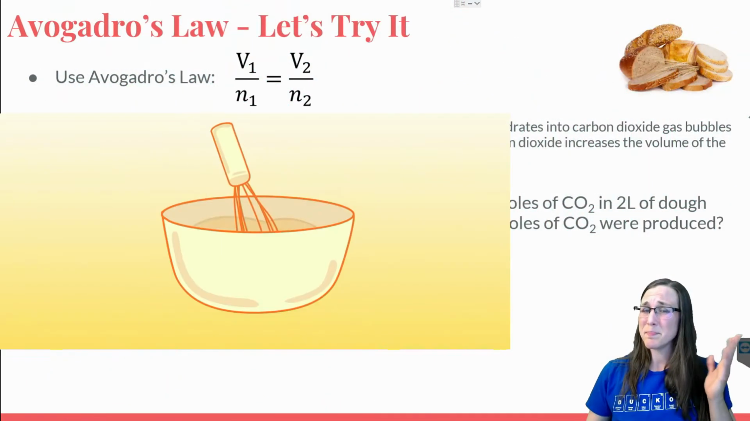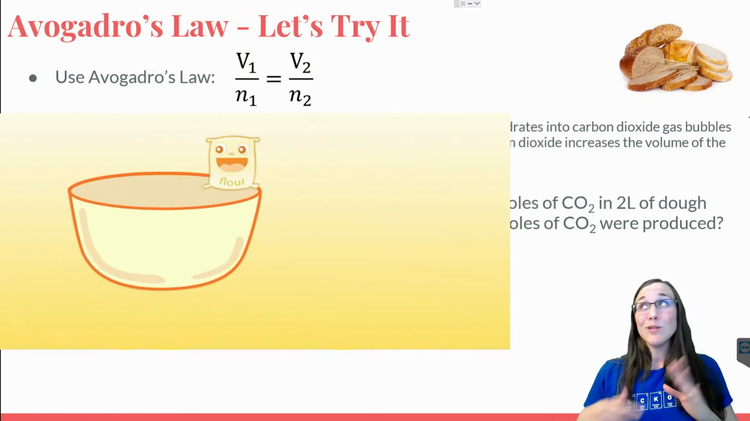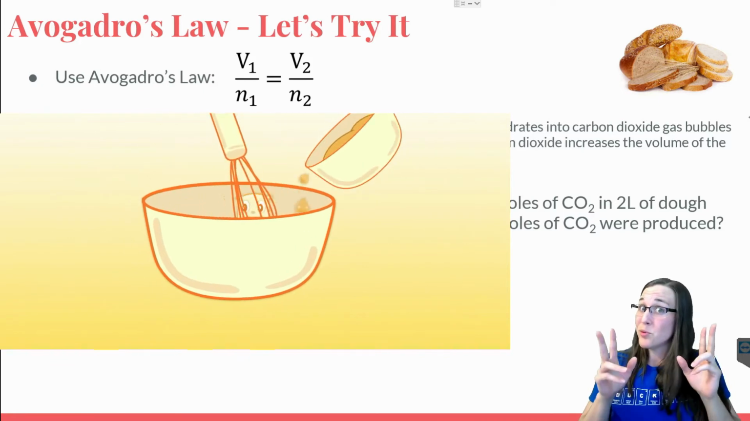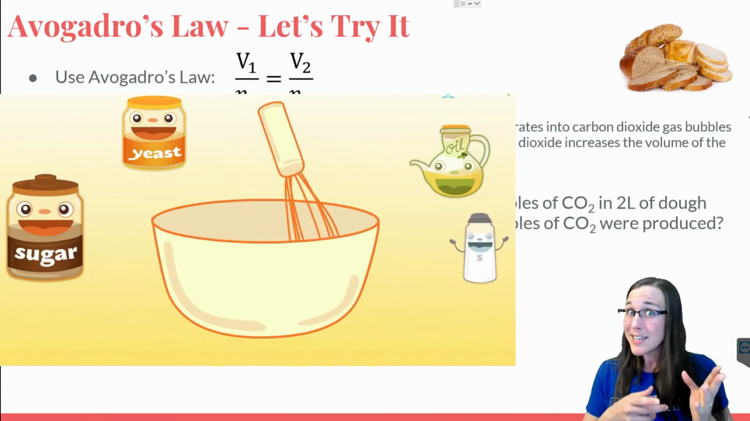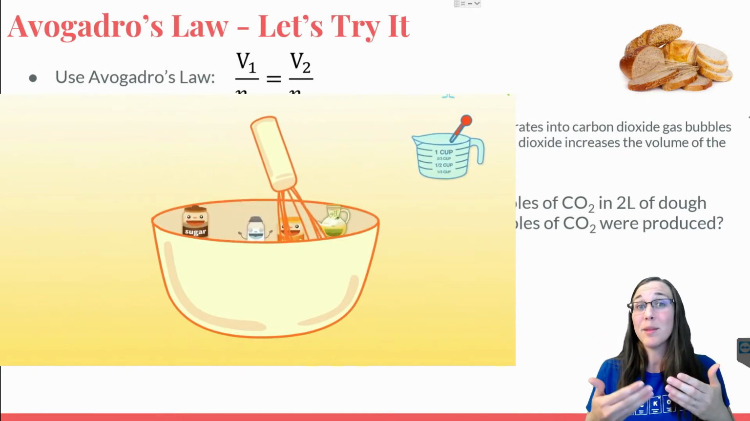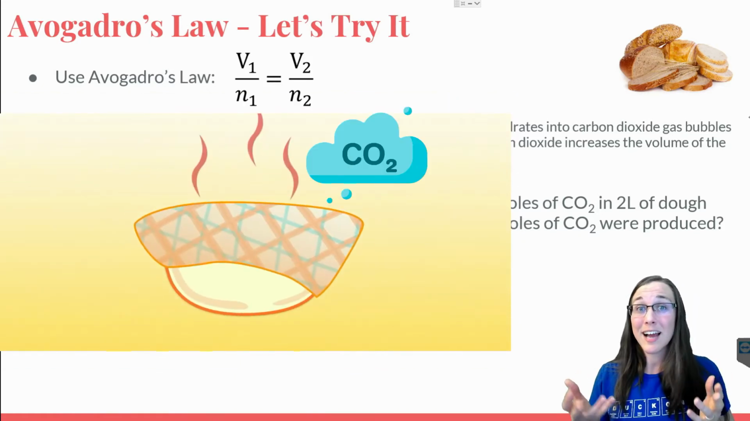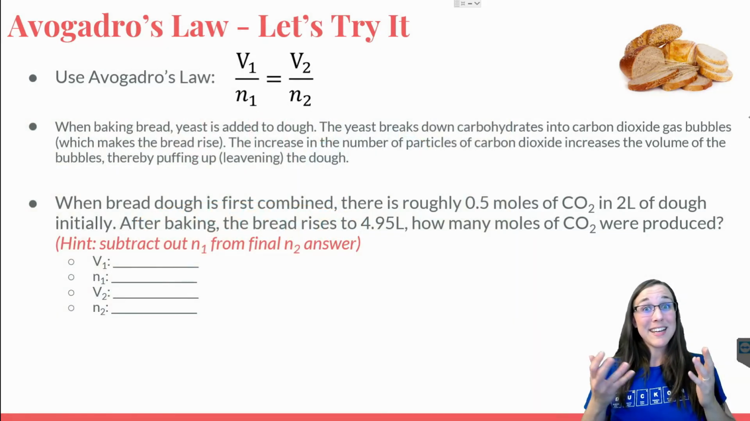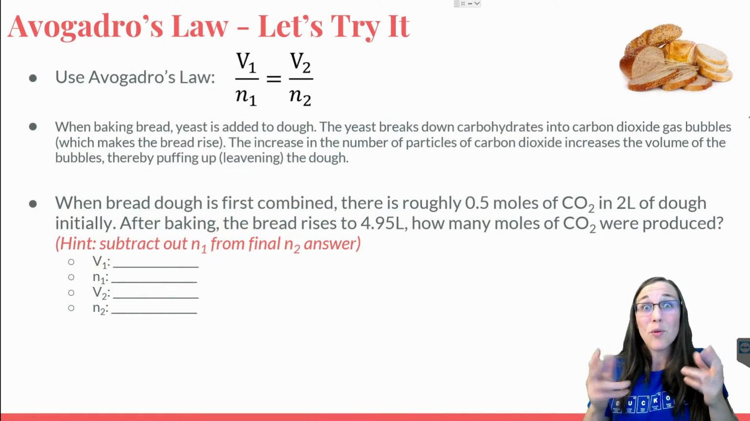So back to this baking bread problem. If you've never made bread in your whole life, you should know that in order for bread to rise, you need to add yeast. And we add yeast because the yeast itself is going to break down the carbohydrates, the sugar that's inside the bread dough. And when it breaks it down, it creates a byproduct of carbon dioxide gas. And carbon dioxide gas is really good at making bubbles inside the dough, causing it to therefore rise.